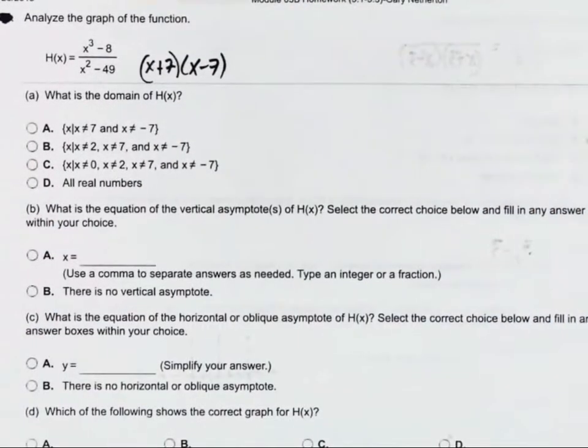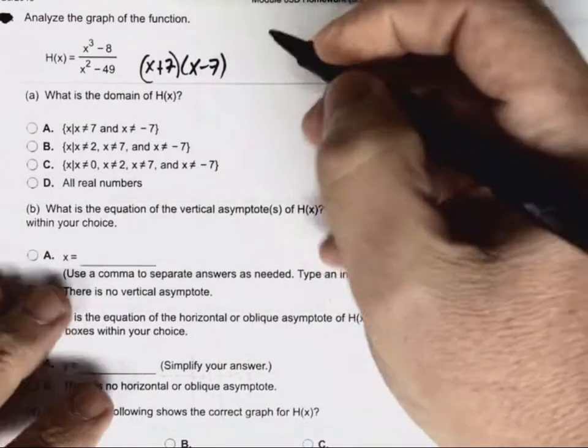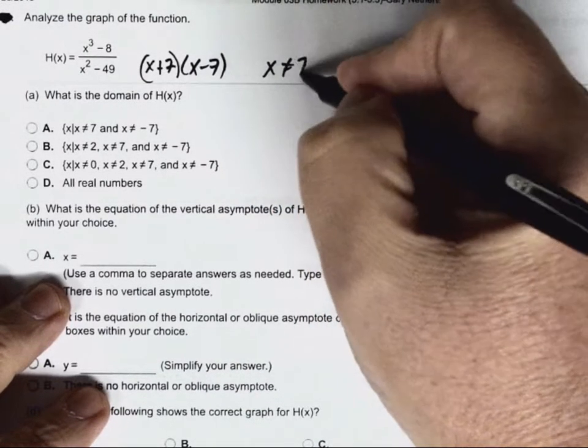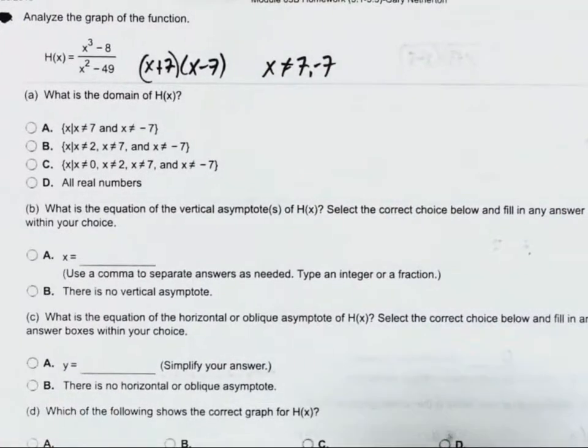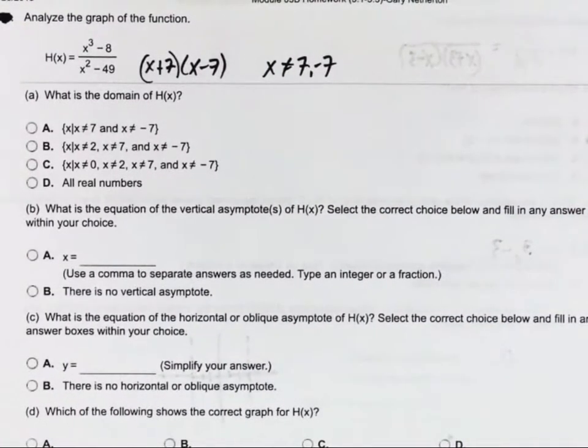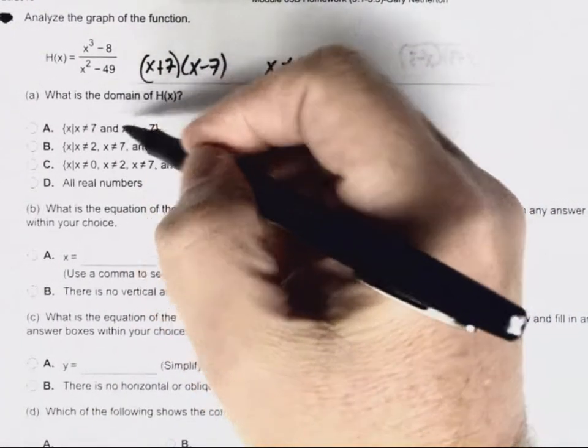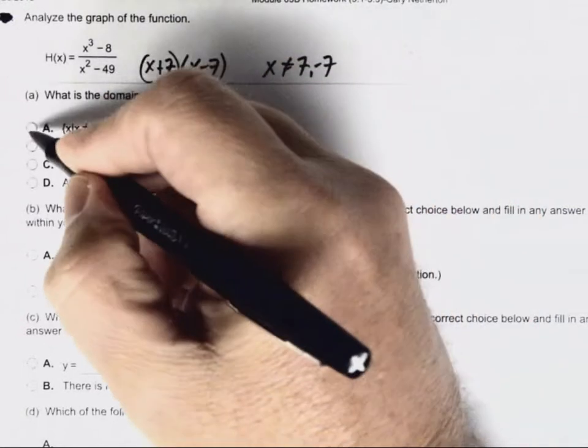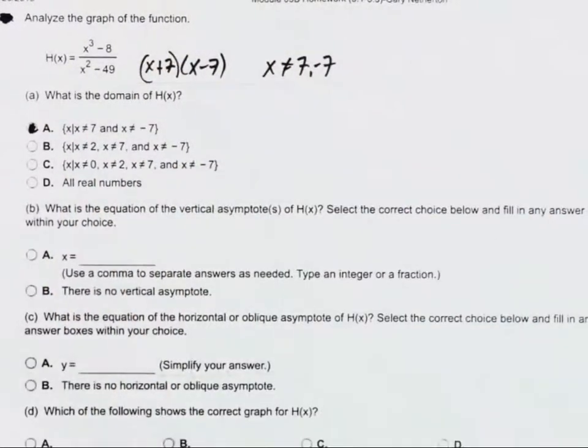X plus 7 times x minus 7. What can x not be equal to? 7 or negative 7. So the domain is going to be all real numbers except 7 and negative 7. Looks like it's going to be A.